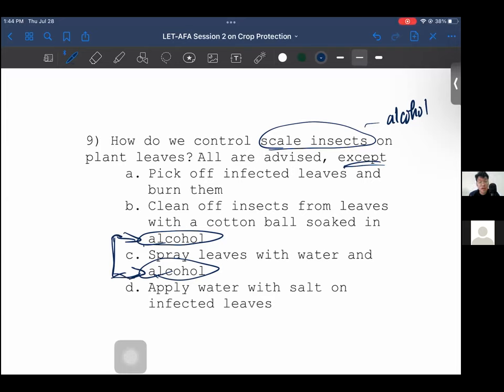Yung next, letter A, is one of the most effective ways din. Kapag sobrang damage na ng mga halaman natin, kunwari, may portion na sobrang lanta, o kaya marami nang insekto, one of the pinaka last na option na talaga is to burn them. Pick off infected leaves and burn them. Yung salt kasi, it can control some pests, pero not scale insects. Ayun. So, yeah, ayun pala yung question na pwede pala ang alcohol sa leaves. Actually, yes, in controlling insects nga.